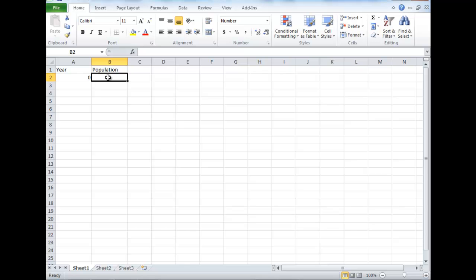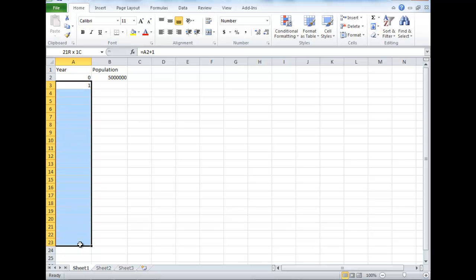Okay. In year 0, we had how many people? 5 million. And now we want to go up to what year? 20 years. So there's something better than just typing 1, 2, 3, 4, 5, 6, 7, 8, 9, 10. You're going to put in a rule. What rule do we put in here? You add one. Start your rule with an equal sign, click on the previous cell, and add 1 to it. And we want 20 years.